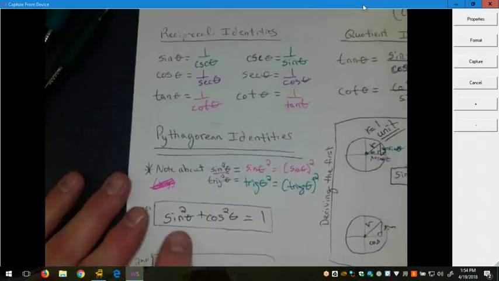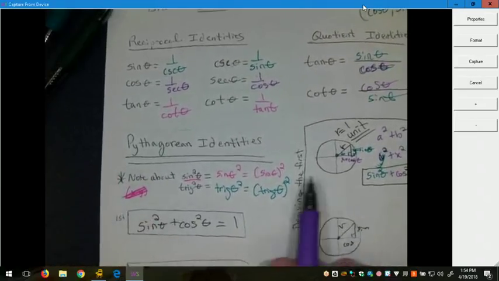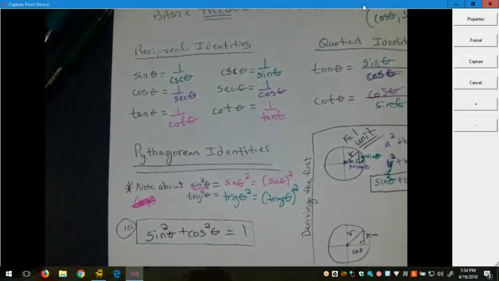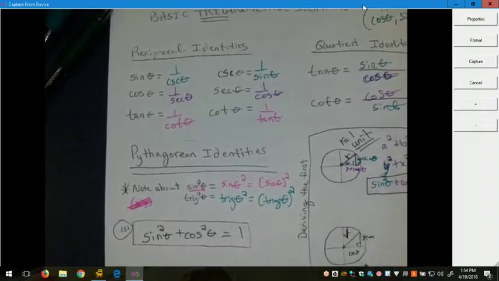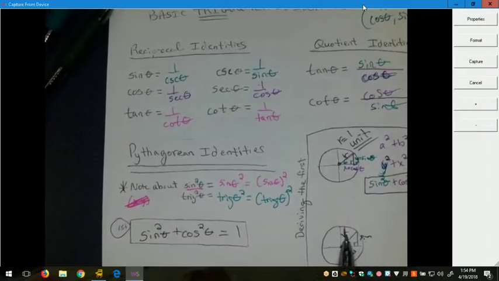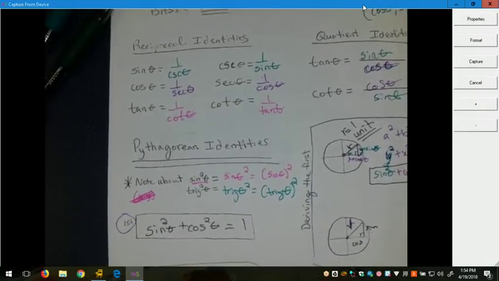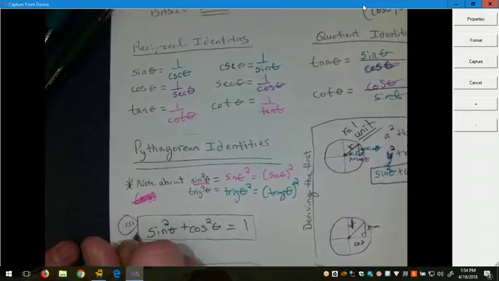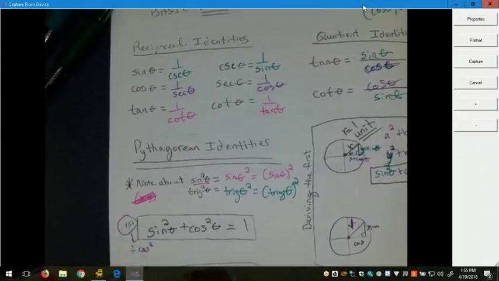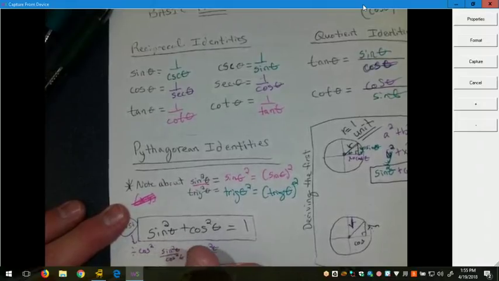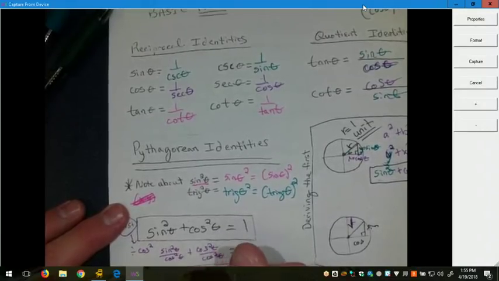Now, we have our original Pythagorean identity. This is the first Pythagorean identity that we've looked at. When the radius is 1, we have sine squared plus cosine squared equals 1 squared, or 1, because a squared plus b squared equals 1 squared. Now, if I want to be tricky here, I could divide everything from the first one by cosine squared. And in doing that, I'd have sine squared theta over cosine squared theta plus cosine squared theta over cosine squared theta equals 1 over cosine squared theta.